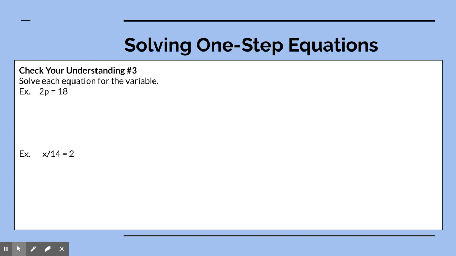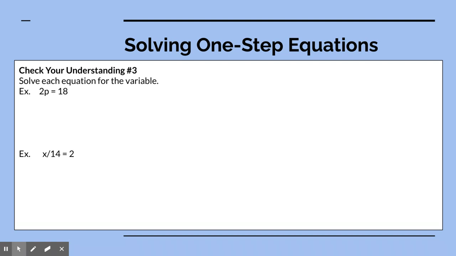So, solving one-step equations. Solve each equation for the variable. We have 2p is equal to 18, and x divided by 14 is 2. So pause the video here, solve these yourselves, and then hit play again to double check that you solved correctly.